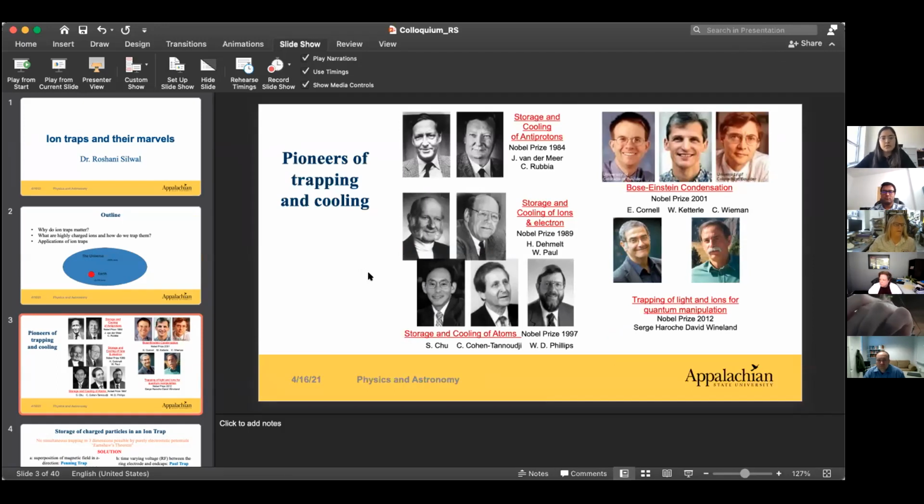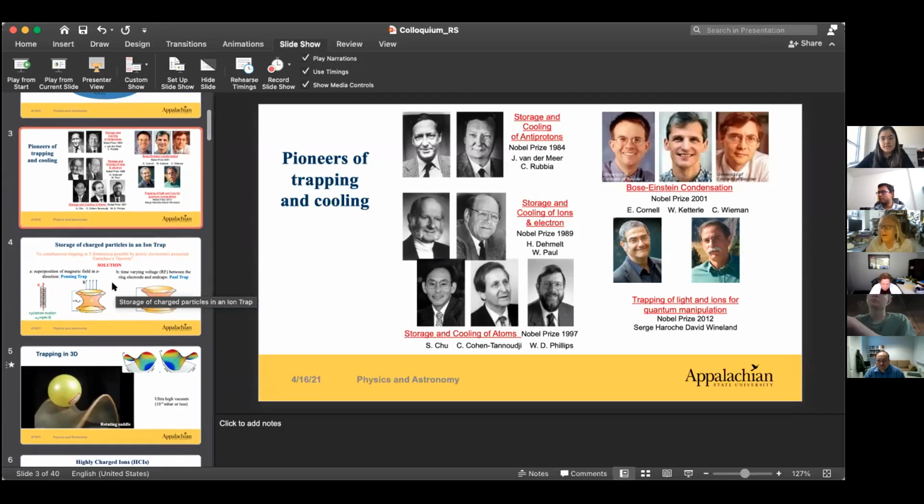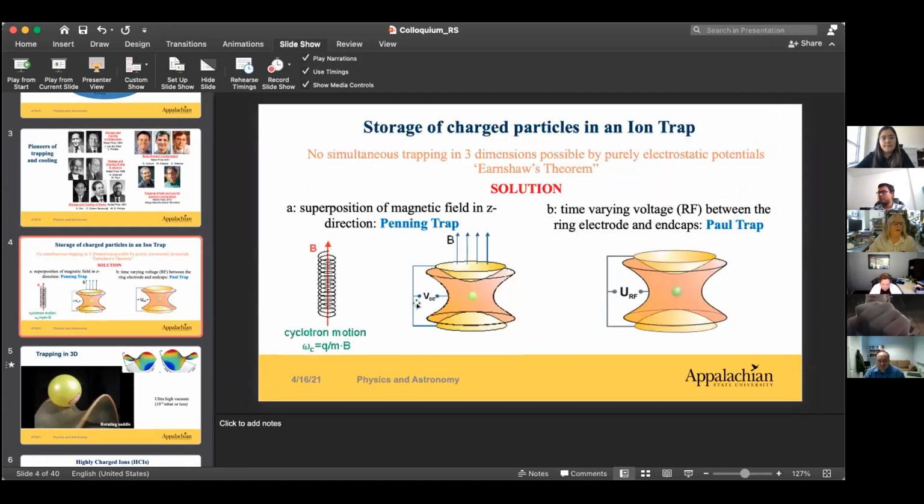Okay. So here I'm showing you the different pioneers of ion trapping and cooling trapped ions. You can see beginning in 1984, there have been multiple Nobel Prizes awarded in the research. And as I go over the talk, you'll realize how all the work done by these pioneers has contributed in making our understanding of ions and controlling things in a better way.